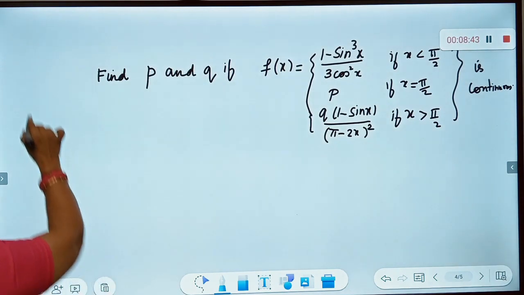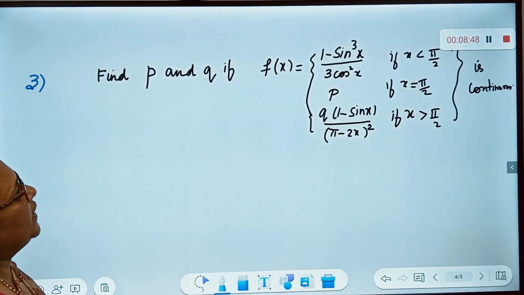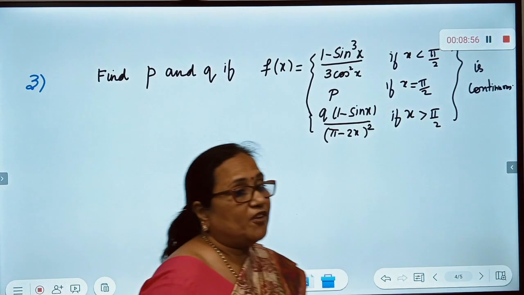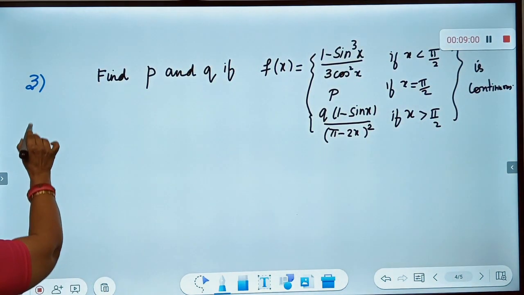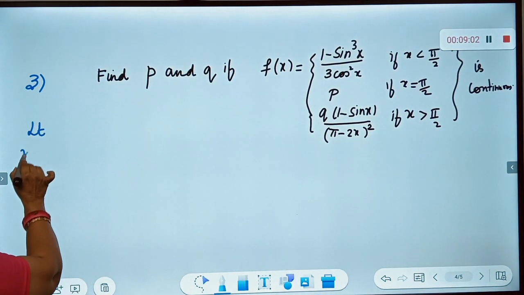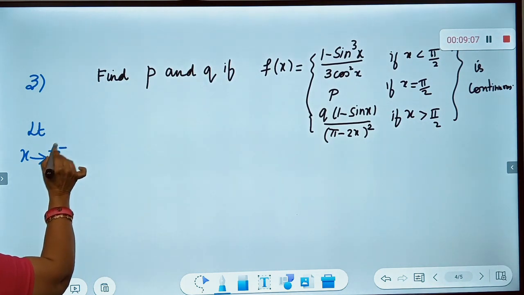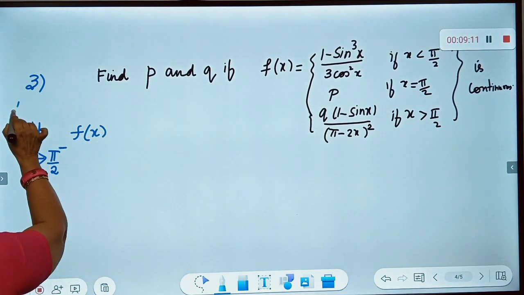Now look at the third problem. So again you are given a continuous function and you are asked to find the values of p and q. And as you can see, the function is defined around pi by 2. So let us look at limit x tending to pi by 2 minus of f of x. This is your left hand limit.